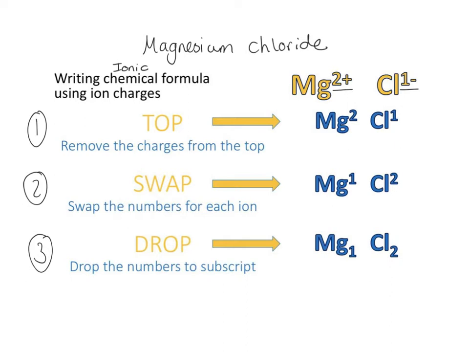Okay, so remove the charges so they are just numbers. So you've got 2 and you've got 1. Okay, then you're going to swap over the charges. Just swap them over, so 1 to 2, and then you're going to drop them down, and that's your chemical formula. Okay, what you'll often see is when it's a 1, they just remove the 1. Okay, just to make it look a bit neater.